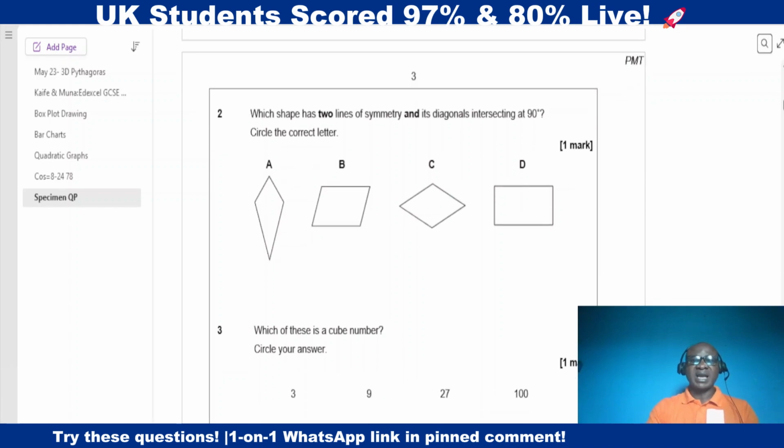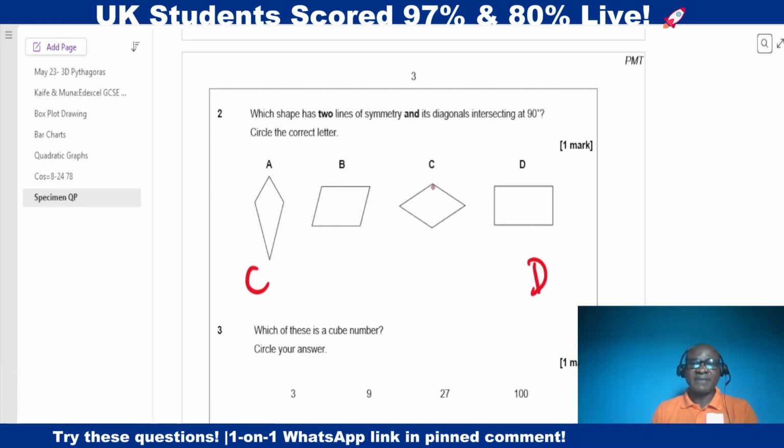Kaife, what is your answer? It's a shape that has 2 lines of symmetry and its diagonals intersect at 90 degrees. So Kaife, from you first. C. I wrote C. Okay. Kaife C. Mona, what did you write? D. So it has 2 lines of symmetry and it makes angle 90 at the center.